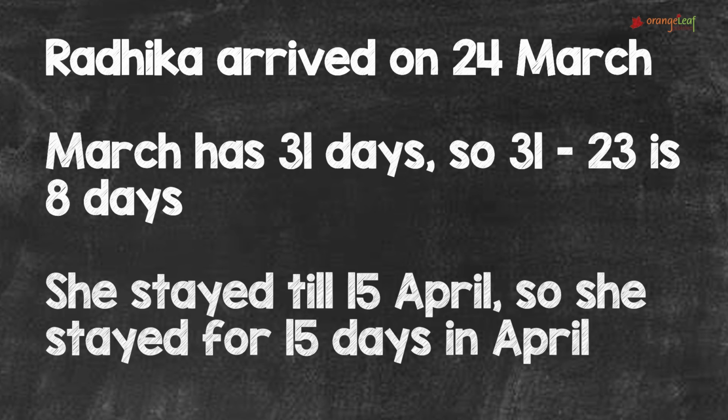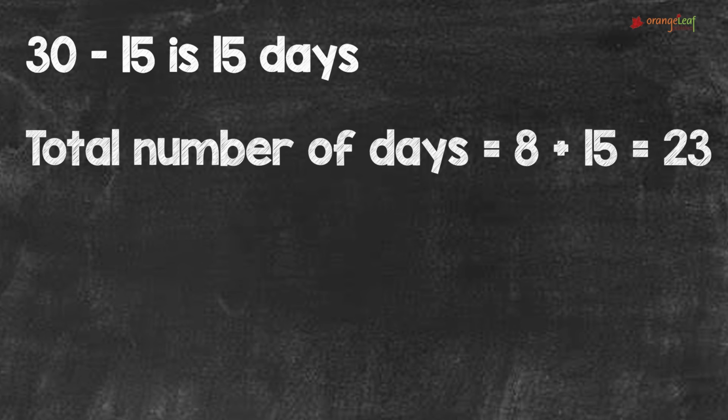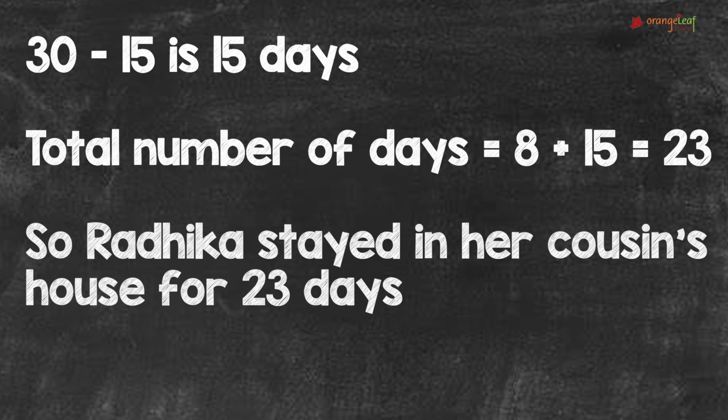April has 30 days in total. So, 30 minus 15 gives us 15. So, the total number of days are 15 plus 8, which is 23 days. So Radhika stayed at her cousin's place for 23 days. So I hope you understood that. Let's test it with an exercise. I'll help you with the first question.